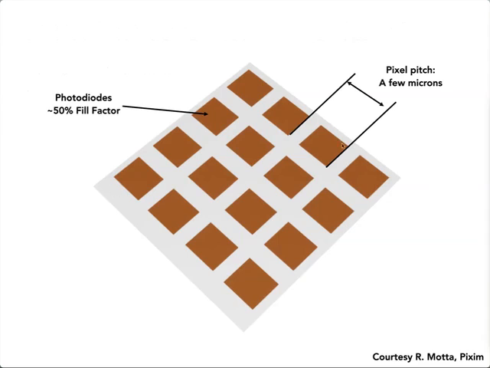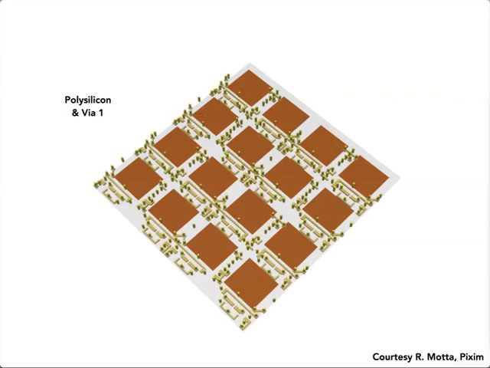The pixel pitch describes the center to center spacing between pixels, or edge to edge this way. So this is a few microns. In your smartphone today, it might be 1.4 microns, 1.5 microns is a pretty typical number. Then there's some layers here, polysilicon and vias. These are laying out some of the communication architecture, the wiring architecture for the chip.